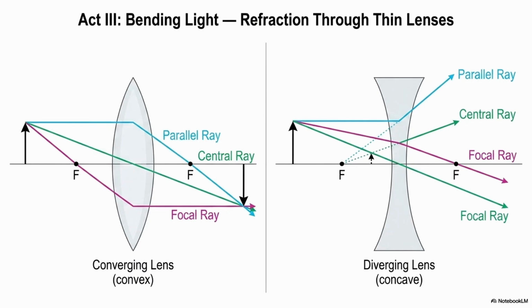So a convex mirror bulges outward. So when light hits the outside of that bulge, it bounces off at diverging angles. It scatters. Okay, that makes sense for bouncing.